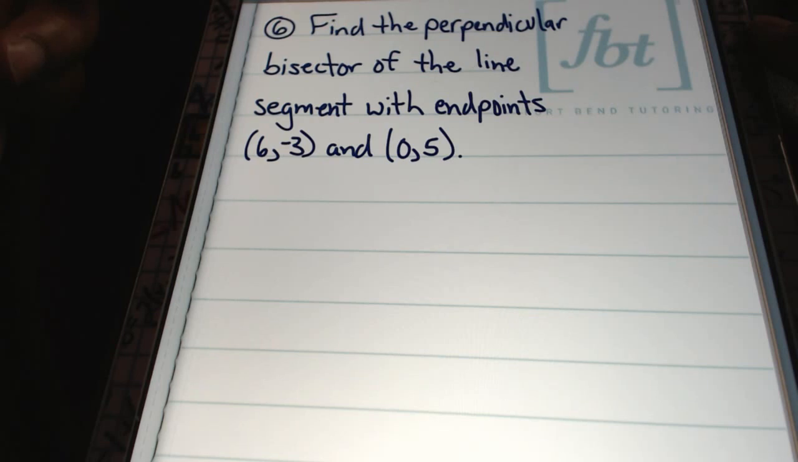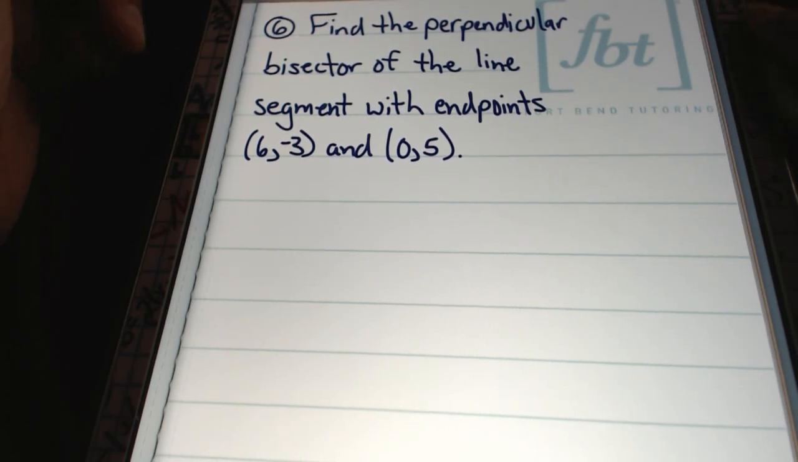So in problem number 6, we want to find the perpendicular bisector of the line segment with endpoints 6, -3, and 0, 5. In a situation like this, we need to first realize that the endpoints of this line segment will assist us in finding the midpoint. We will then need the slope between these 2 points to find their perpendicular slope. We'll need to know the slope of the perpendicular line, so we'll be doing quite a few steps here, one of which is, of course, using the midpoint.